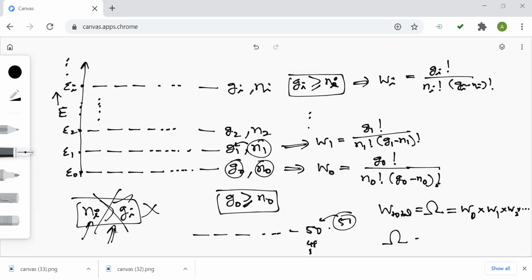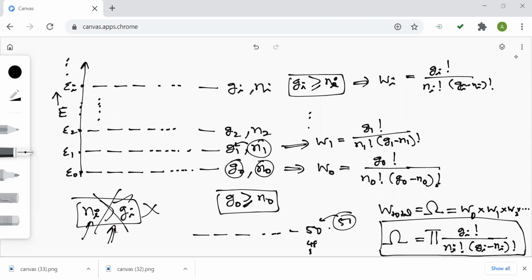So the total thermodynamic probability omega is equal to, since we are multiplying, you can put the symbol pi, which means multiplication. Pi of gi factorial by ni factorial into gi minus ni factorial. This is the formula we use to calculate thermodynamic probability in the case of Fermi-Dirac statistics. Is there any doubt here? Remember, this is the formula we use for Fermi-Dirac statistics.